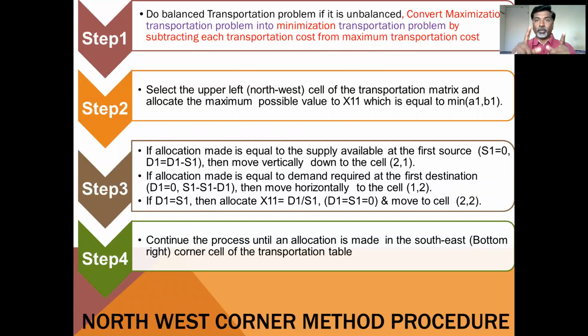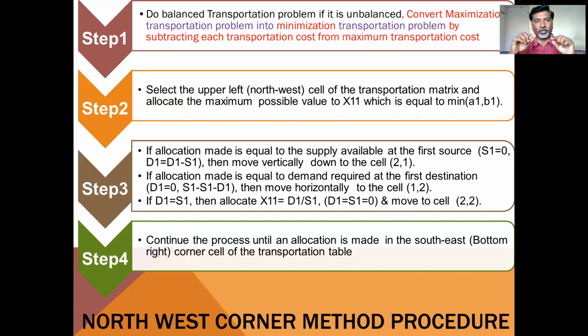Then you have to convert maximization problem into minimization, and for that what is the procedure? To convert maximization transportation problem into minimization transportation problem, subtract each transportation cost from the maximum transportation cost. From the transportation cost matrix, you have to identify the maximum transportation cost, and from that cost, all other remaining costs you have to subtract. If you do that, you will get a new matrix. That matrix is called the minimization matrix. So we have converted maximization problem into minimization.